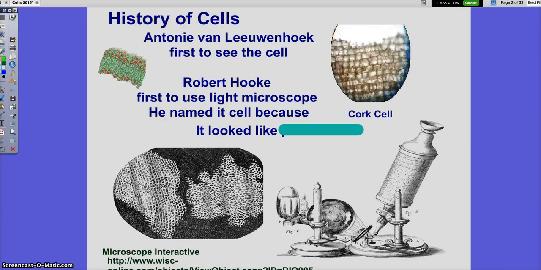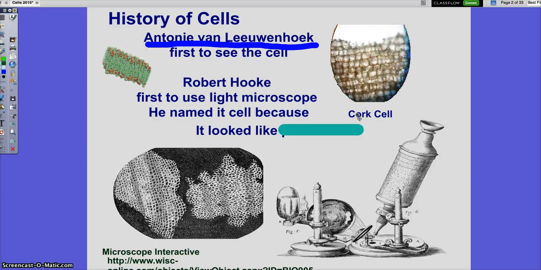Let's start with history. The first to see the cell, and you actually don't have to know this scientist on the test, okay? I just wanted to name him. What I want you to know is what he saw. Robert Hooke was the first to use a microscope to see the cell, okay? And he saw this, and he named it a cell.